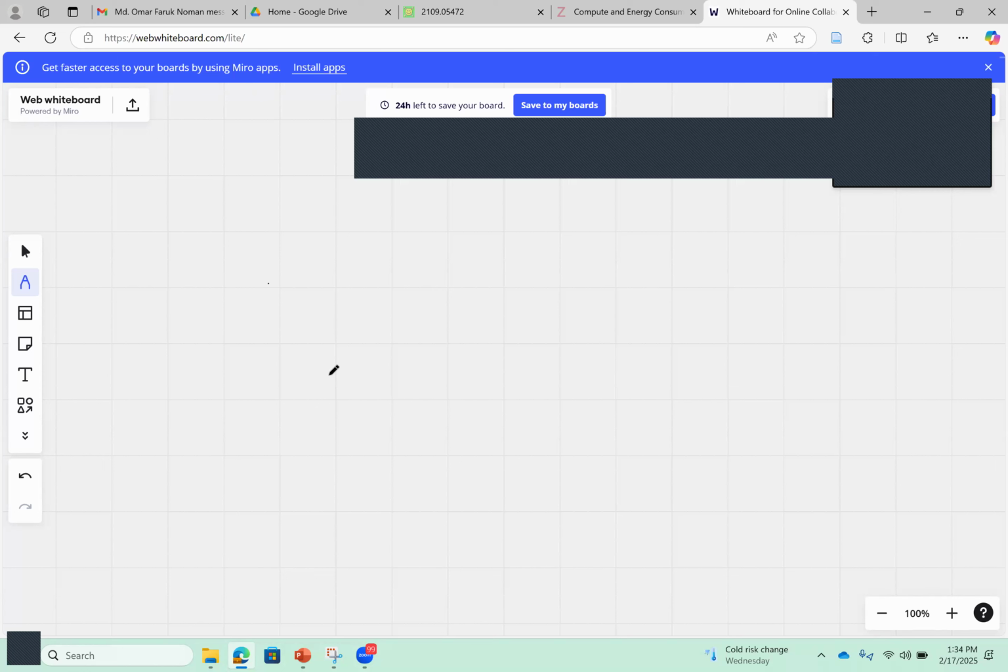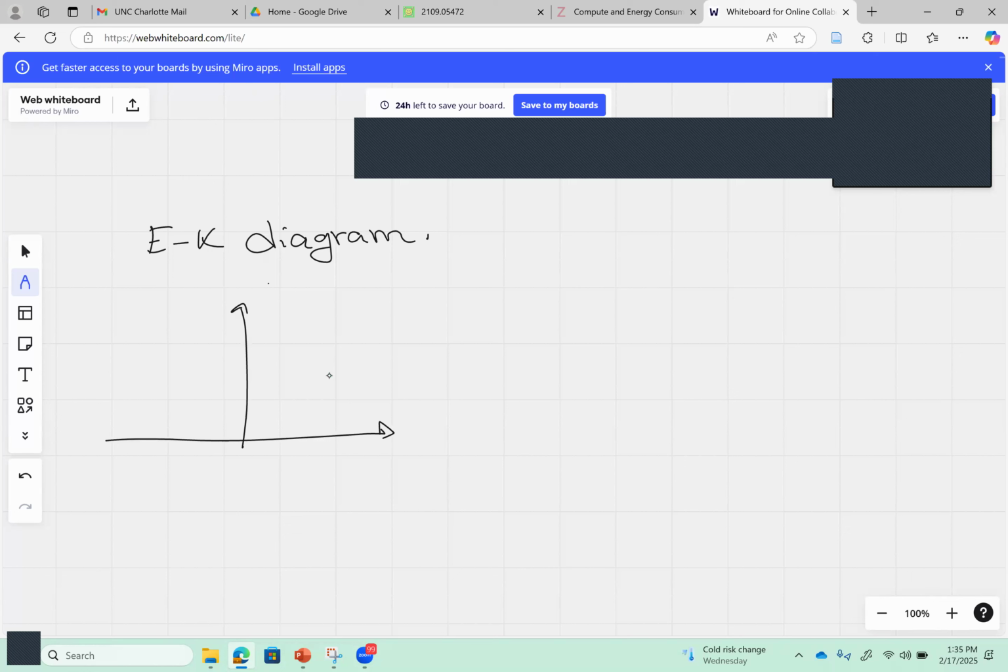In the previous class, we discussed something called the EK diagram. EK diagram basically means how you are going to define an electron's energy and its momentum. Okay, like how fast it moves.